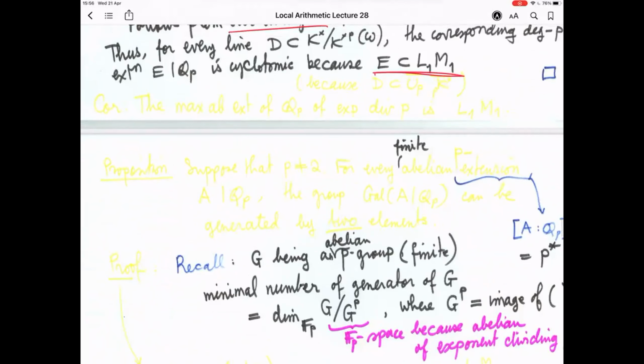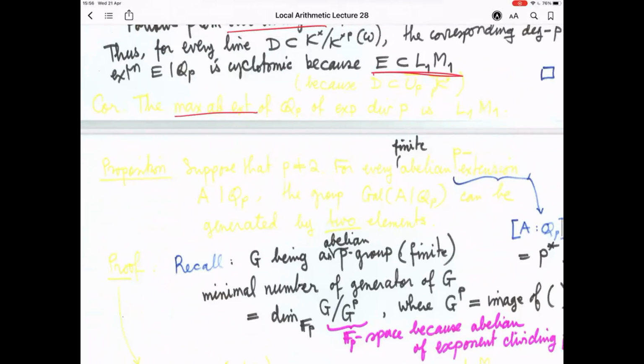Another corollary is that if I take the maximal abelian extension of QP of exponent dividing P, which is to say if I take this compositum of all cyclic extensions of QP of degree P, then I get just L1, M1. So this is of degree P squared over QP, of course.